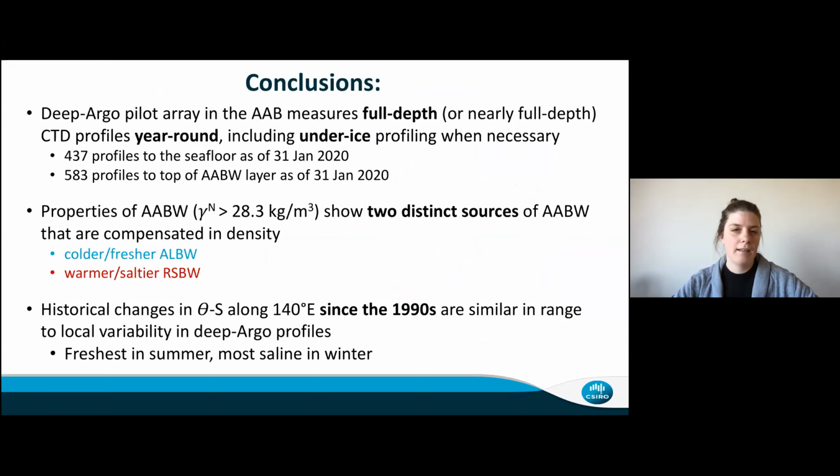And even at a first pass, you can see two distinct sources of Antarctic bottom water that are compensated in density. So you have the colder and fresher Adelie Land sourced versus the warmer and saltier Ross Sea sourced bottom waters. And then the historical changes that you see along 140 since the 90s are similar in range to the local variability you see in the same region just over 2 years, with the freshest bottom waters in summer and the more saline in winter.